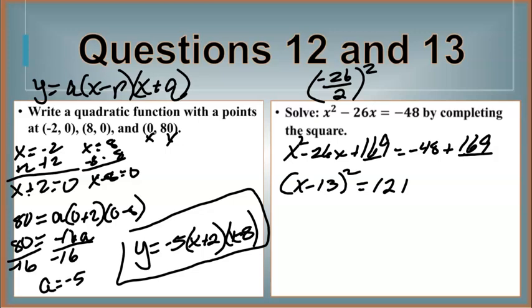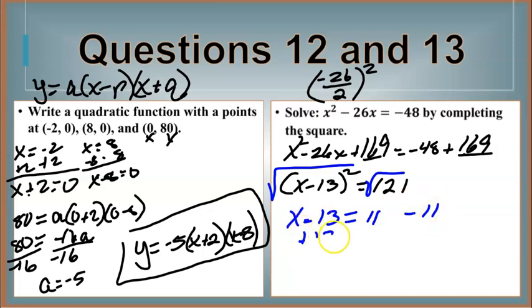Now we can use the square root property. So to undo a square, we find the square root, and that gives us x minus 13 equals a positive 11 and a negative 11. And to get x by itself, I'm going to add 13 to both numbers.